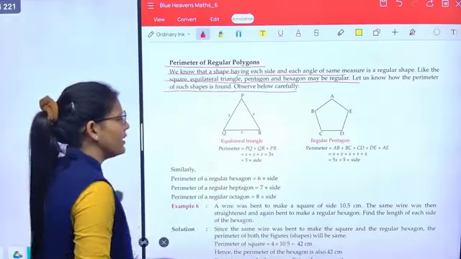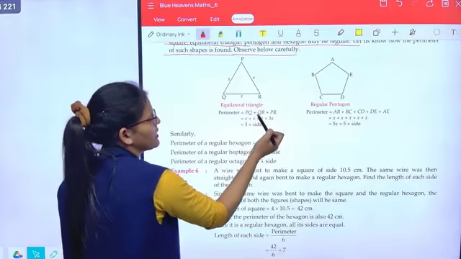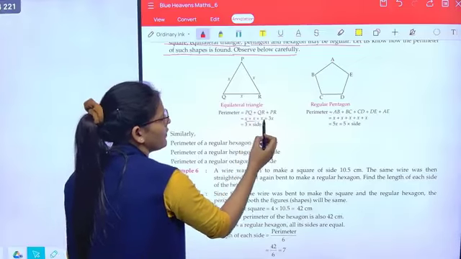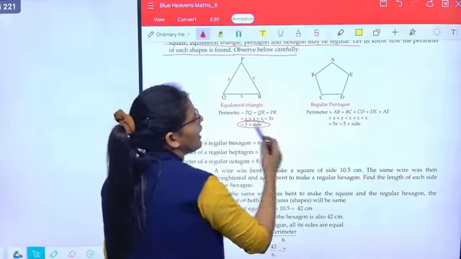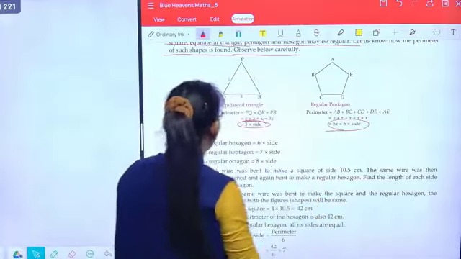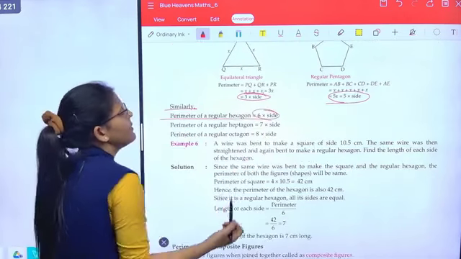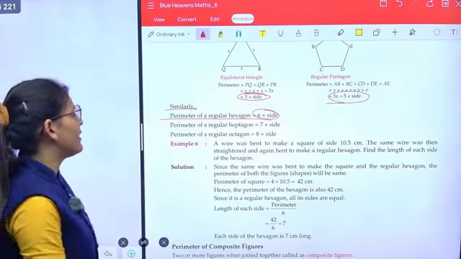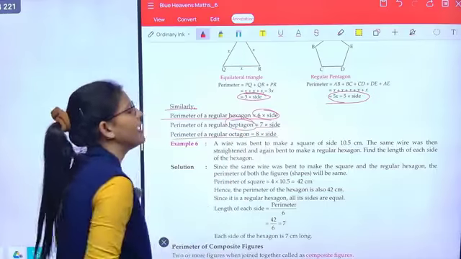Observe below carefully. Now class, perimeter, that is PQ plus QR plus PR, that is 3 times X is equal to 3X, 3 into side. Now pentagon, 5 into side. Similarly, perimeter of a regular hexagon, 6 into side. So however many sides we have, we will multiply by that. Heptagon 7 into side, octagon 8 into side.